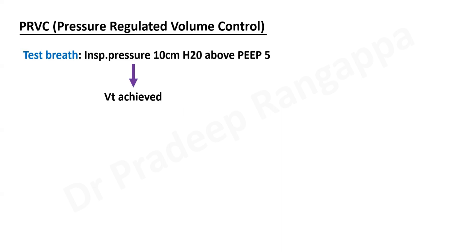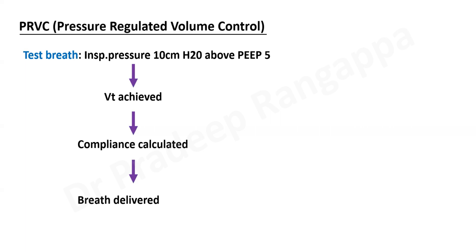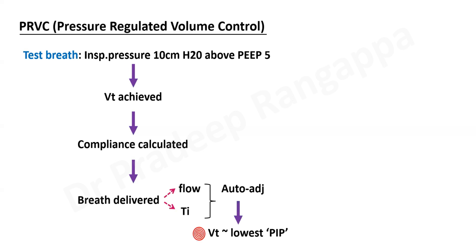So there is the initial test breath that it delivers, and the ventilator sees what tidal volume is achieved at that pressure. Then it calculates compliance. Compliance is calculated based on the tidal volume that gets generated at some set pressure. Take an example of 10 centimeter, see what tidal volume results, and it will calculate the compliance. Based on that calculated compliance, a breath is delivered by adjusting the flow and inspiratory time. So there is an auto adjustment of flow and inspiratory time, determined based on the compliance, to deliver the target tidal volume at the lowest peak inspiratory pressure.